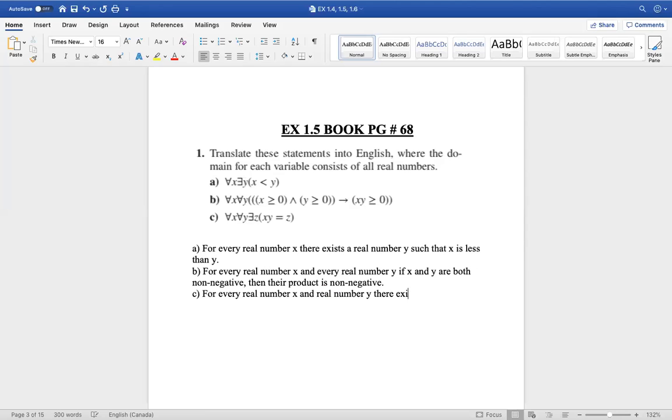There exists a real number z such that xy equals z, or I can just say the product of x and y equals z.